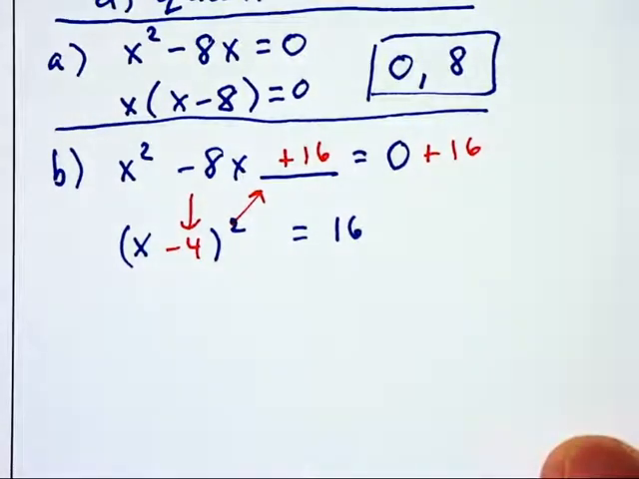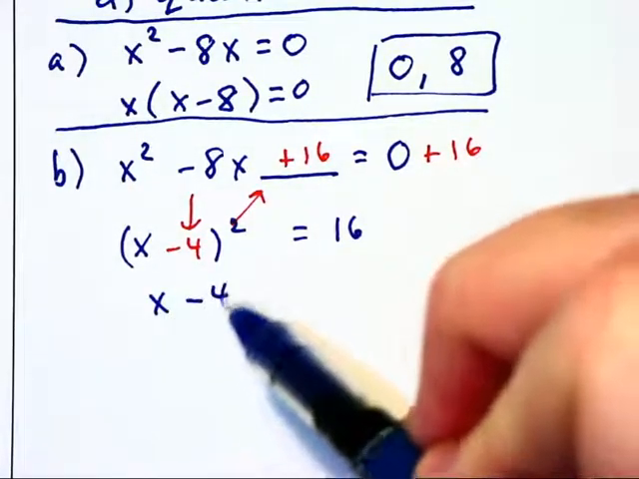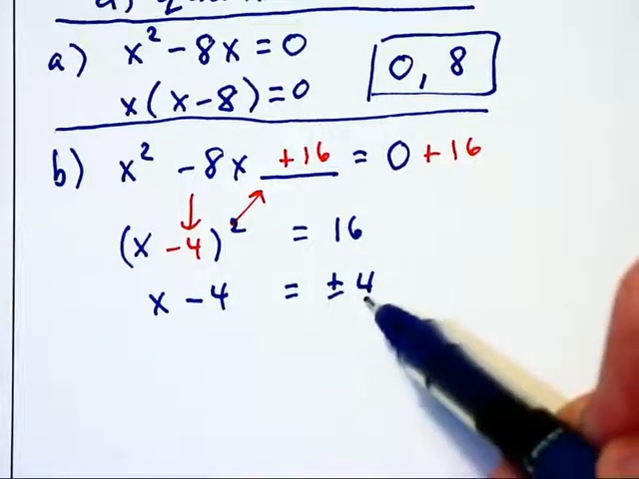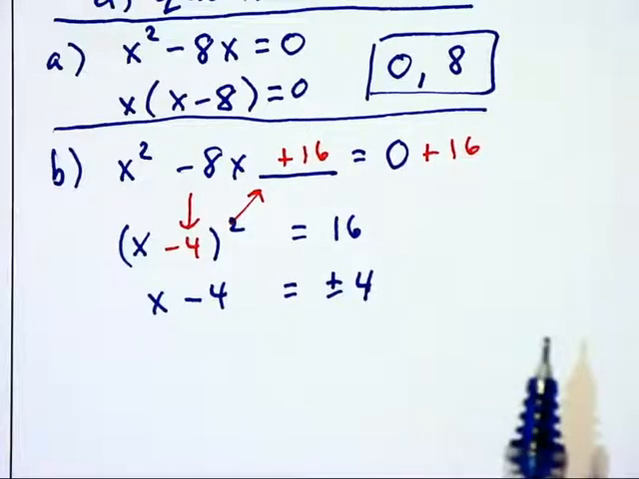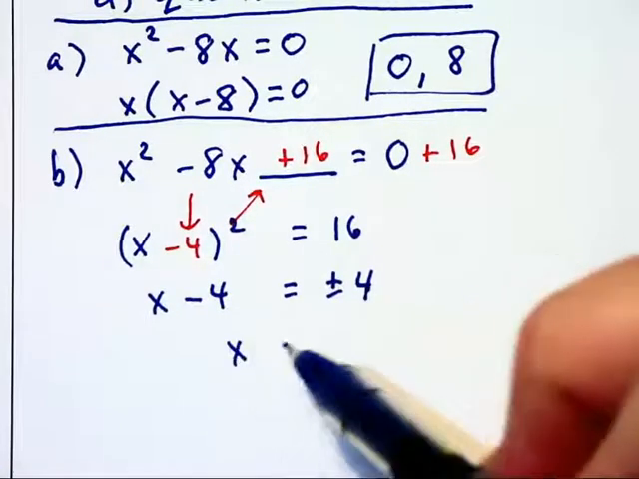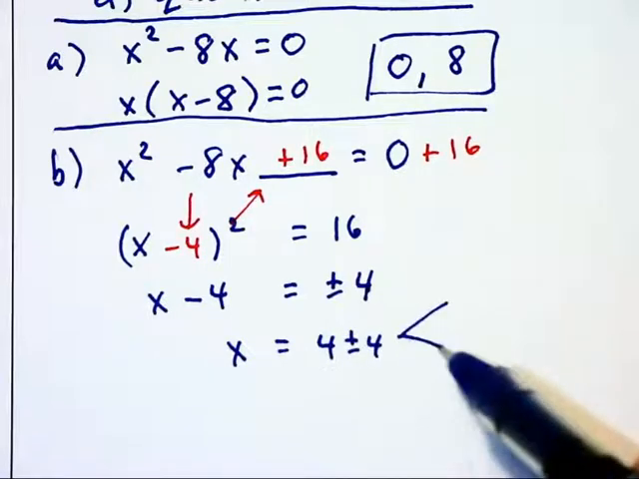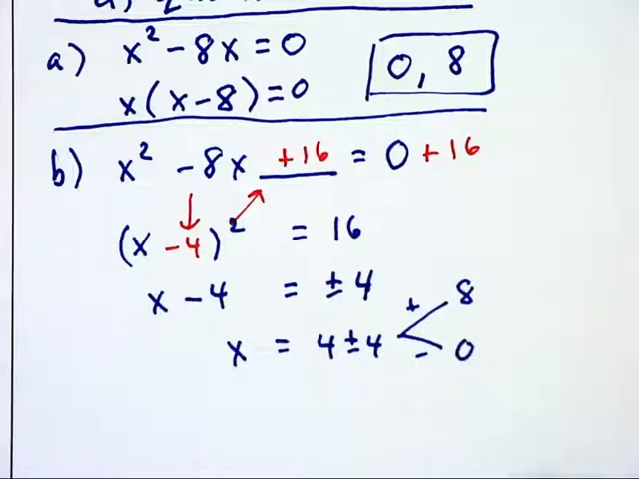And because we've got that completed square on the left, we can square root each side. X minus 4 will be plus or minus 4. Technically that plus or minus comes from the absolute values that would be there if we had written them. And adding 4 to both sides, we're going to have 4 plus or minus 4, which you know if you add them you get 8, and if you subtract them you get 0. So we have the same solution set that we had up above.